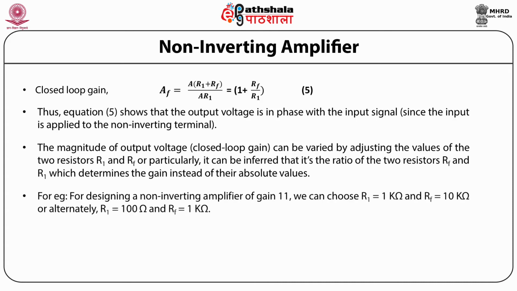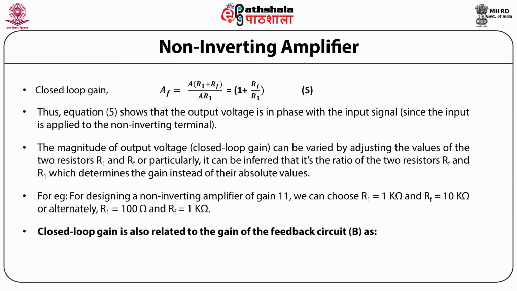For example, for designing a non-inverting amplifier of gain 11, we can choose R1 to be 1 kilo ohm and Rf to be 10 kilo ohm. Or alternately, we have a choice of R1 to be 100 ohms and Rf to be 1 kilo ohm. Therefore, it is mainly the ratio which controls the gain of the amplifier.